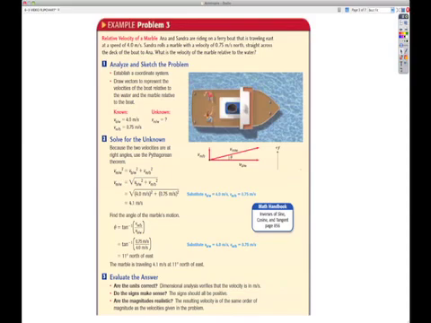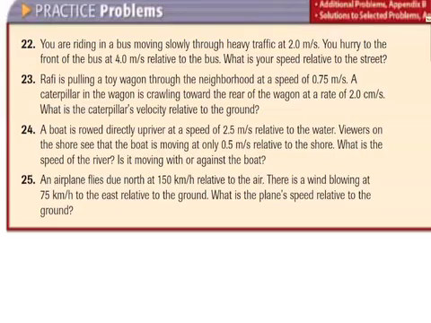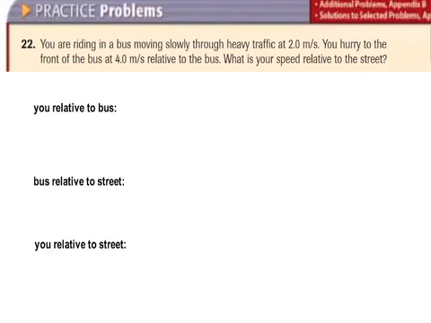And when you're done with these, check your units are correct. Check that your signs make sense and the magnitudes are realistic. So let's take some problems in the book. We're going to only do 2 of these tonight, and number 24 is going to be your homework. So in 22, you're riding on a bus moving slowly through heavy traffic at 2 meters per second.